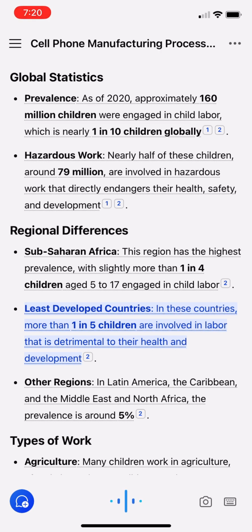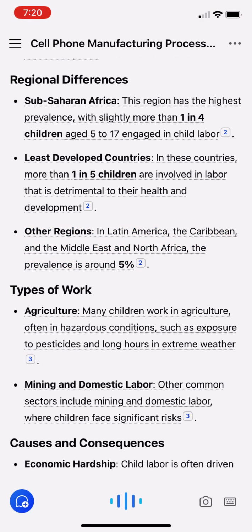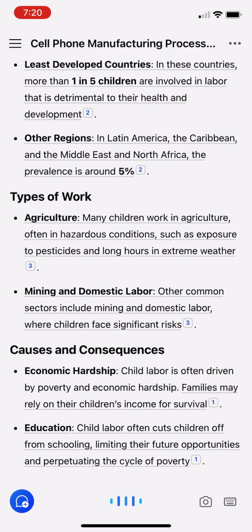development. Regional differences. Sub-Saharan Africa. This region has the highest prevalence, with slightly more than 1 in 4 children aged 5 to 17 engaged in child labor. Least developed countries. In these countries, more than 1 in 5 children are involved in labor that is detrimental to their health and development. Other regions. In Latin America, the Caribbean, and the Middle East and North Africa, the prevalence is around 5%.